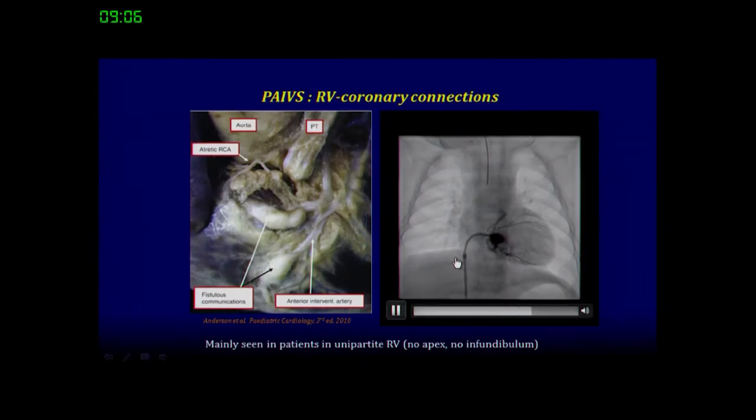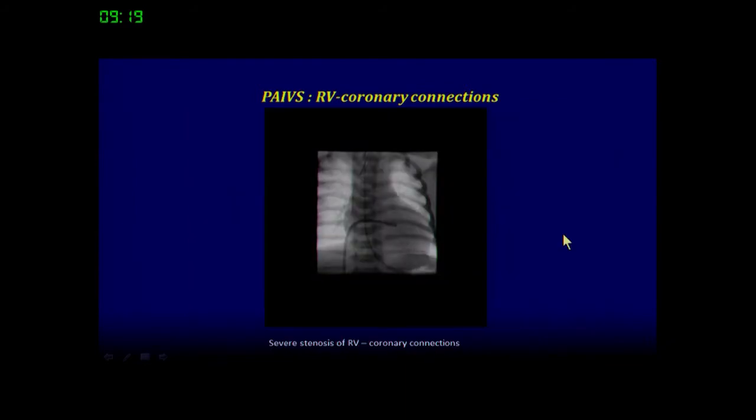The other component, one of the major things that we see, as I mentioned earlier, is the problem of the RV to coronary connections, especially in those that have a very small hypoplastic unipartite right ventricle, as shown here in the specimen and in this angiogram. And in another patient there is also a very severe constriction, if you can see here, at that part before it joins the left main stem coronary artery. So this is perhaps one of those that may be RV-dependent coronary circulation.